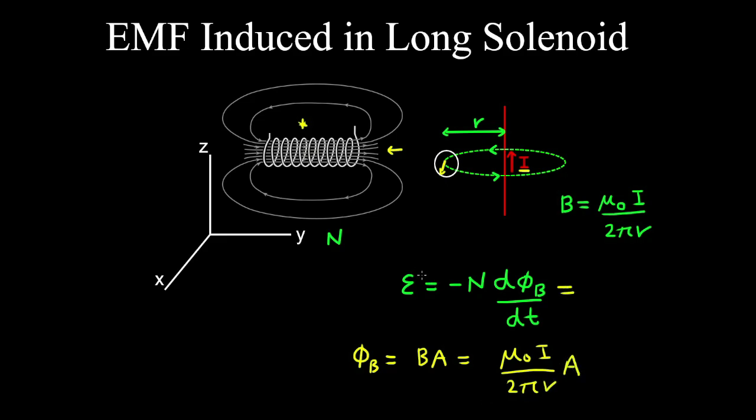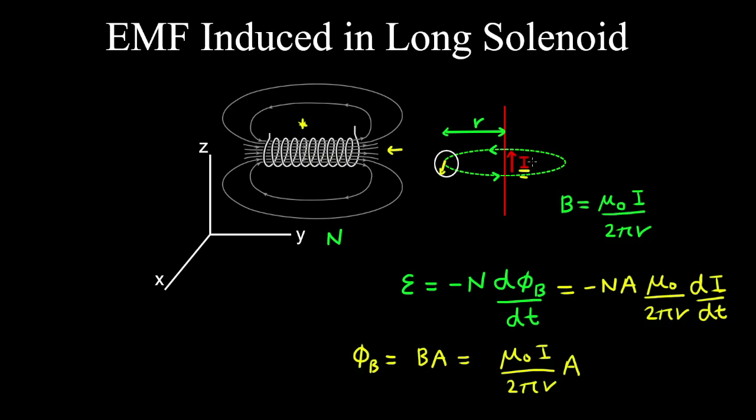So therefore we can write this expression as minus n multiplied by A, which is constant, by mu naught on 2 pi r, which are also constant, multiplied by the change in current with respect to time. So if the current in this wire is steady, then there won't be an EMF produced in this solenoid.